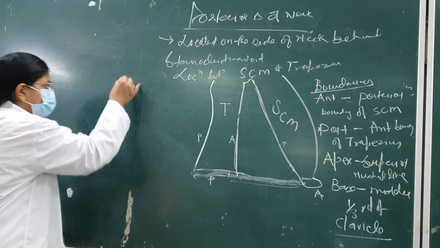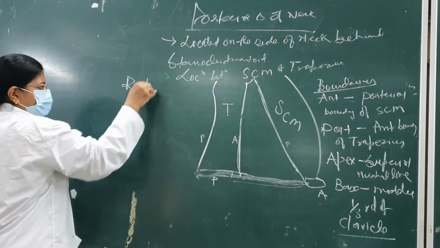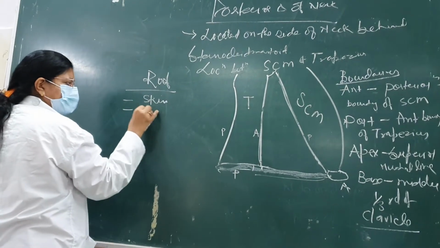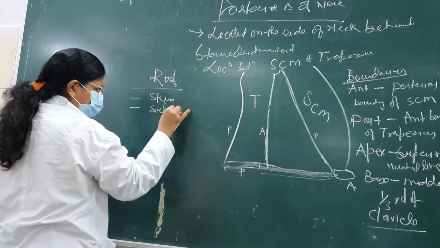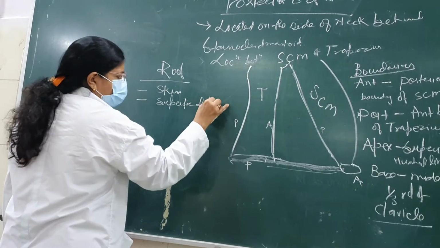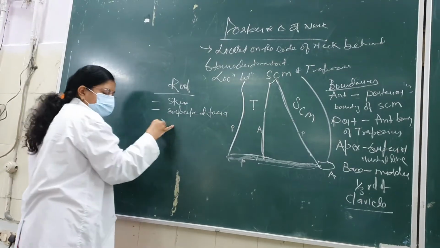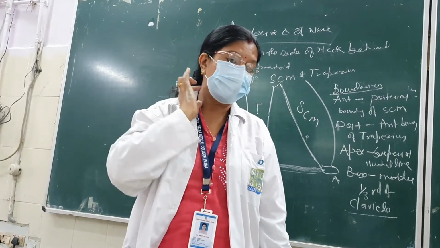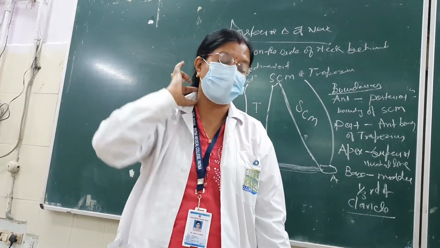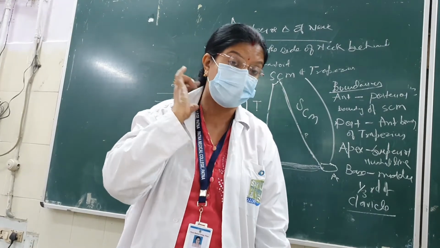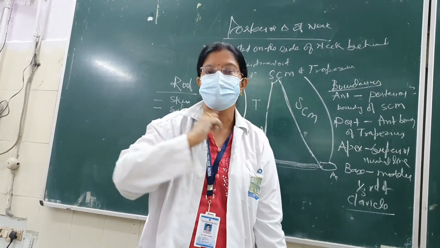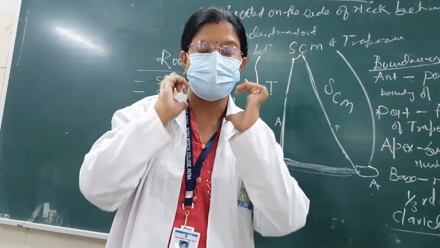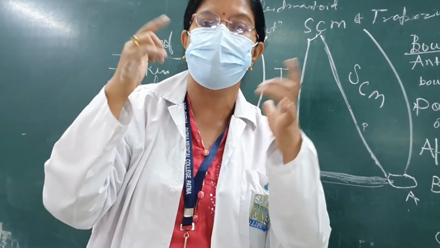So coming to what is forming the roof? First of all, skin, then superficial fascia. That is common for every triangle. Skin, superficial fascia, or your investing layer of deep cervical fascia. This fascia which we have read, this is the investing layer of deep cervical fascia, which is covering the neck like a collar, or encircling the neck like a collar.